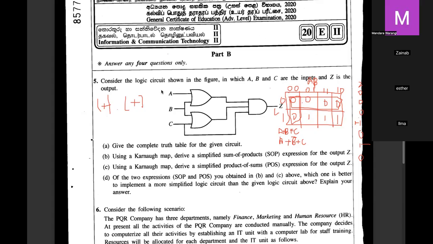Okay, so what's your answer? Can you put it in the chat? Everybody who has completed, just drop the answers in the chat.